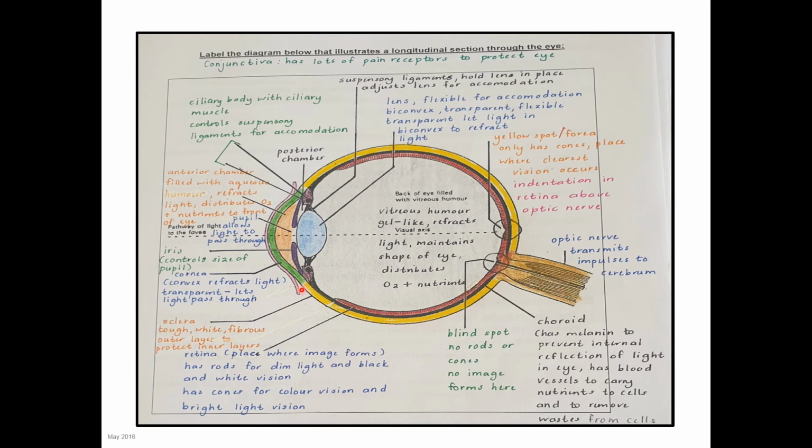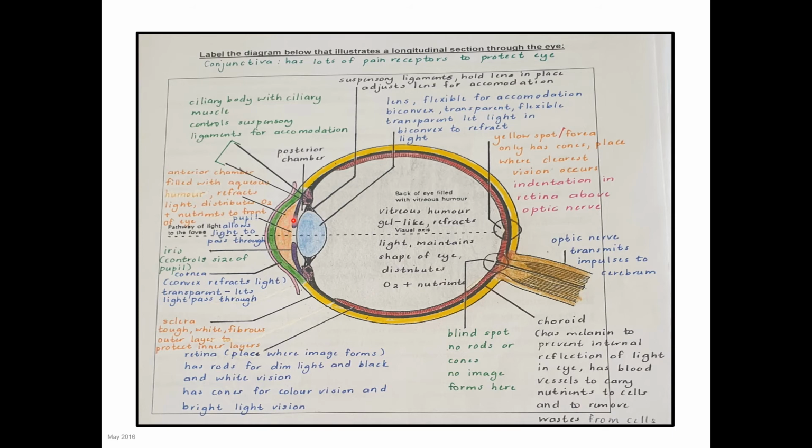Right. Now, the front of the sclera is convex. Anything that's convex will refract light, and the cornea is transparent. Anything that's transparent, like the windows, allows light to pass through. On the outside of the cornea is the conjunctiva. The conjunctiva has a lot of pain receptors, and that is for protecting the eye. This is the front of the eye. It's the anterior chamber filled with aqueous humor. The aqueous humor supplies the front of the eye with oxygen and nutrients, and also refracts light.